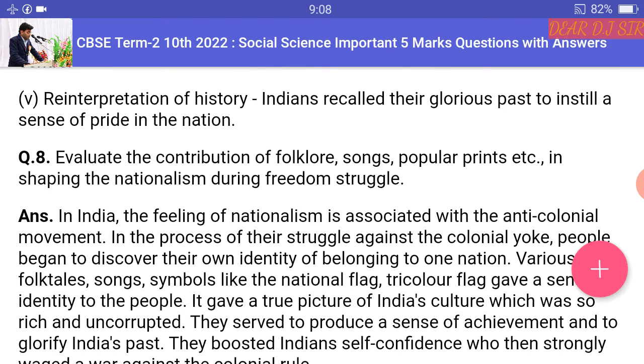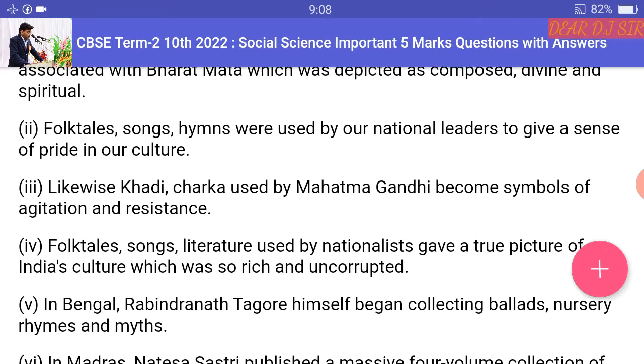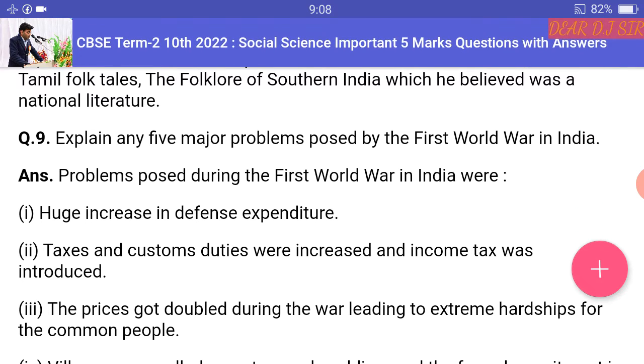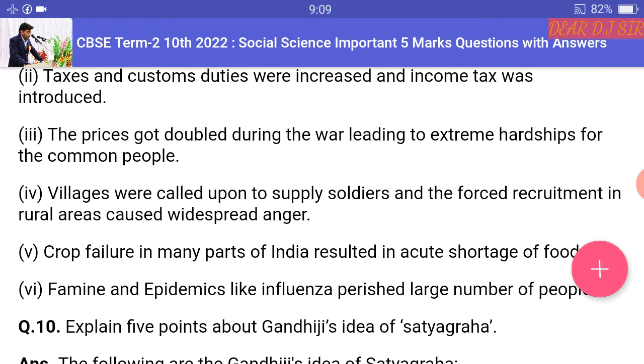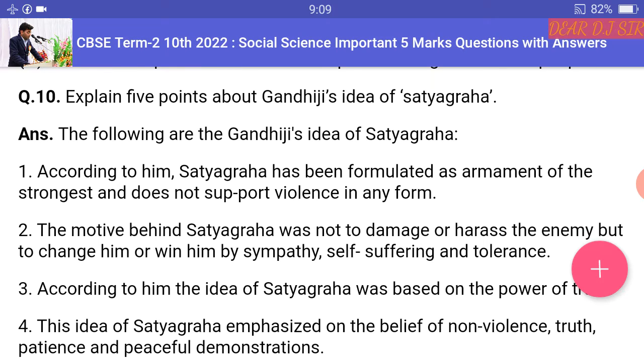Here the eighth question is, evaluate the contribution of folklore, songs, popular prints, etc. in shaping nationalism during the freedom struggle. Here the ninth question is, explain any 5 major problems posed by the First World War in India. Here the next question is, explain 5 points about Gandhiji's idea of satyagraha.